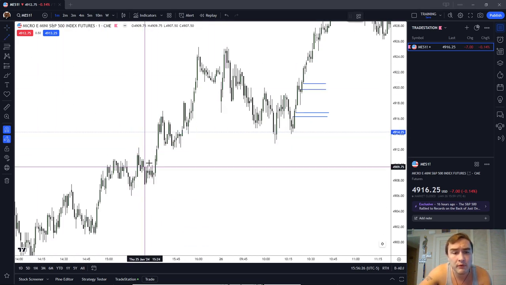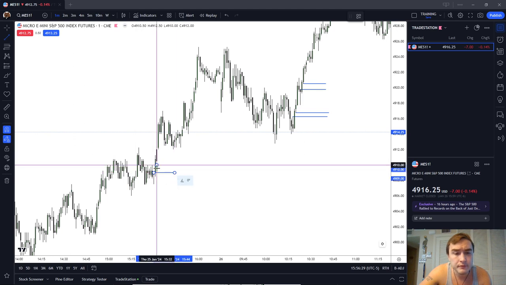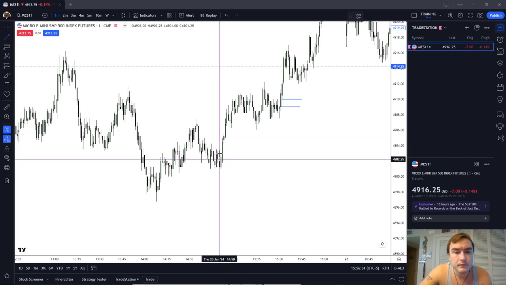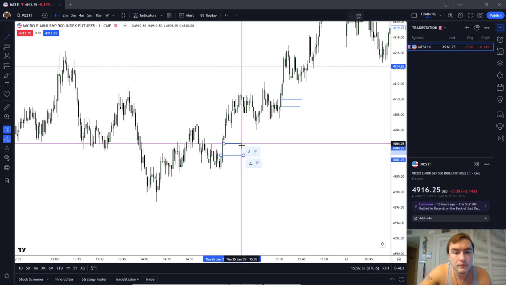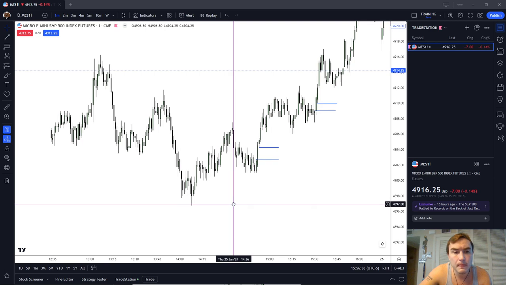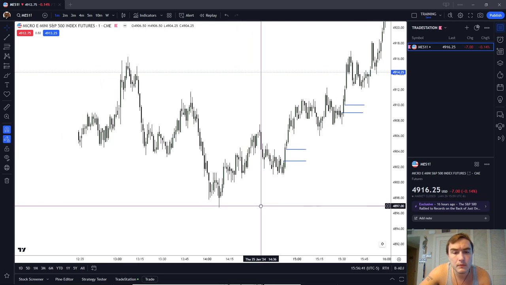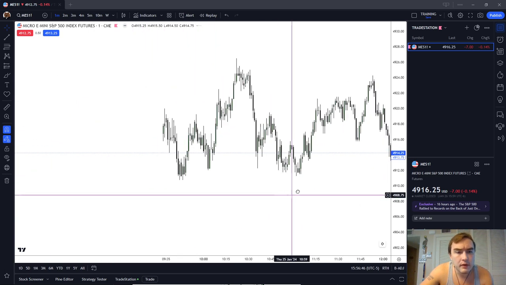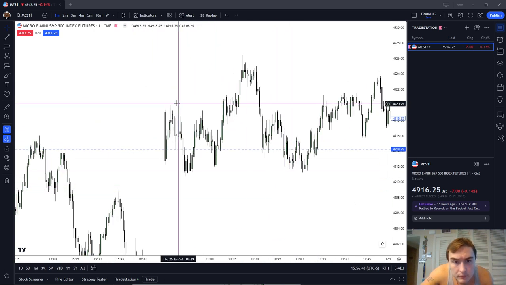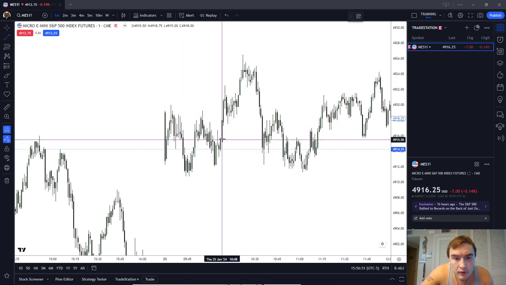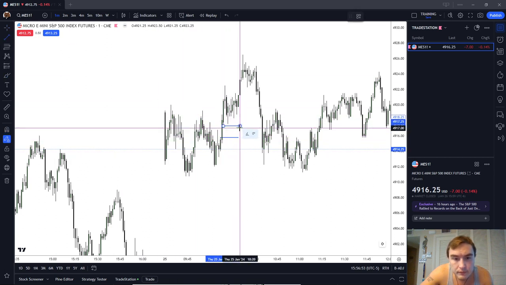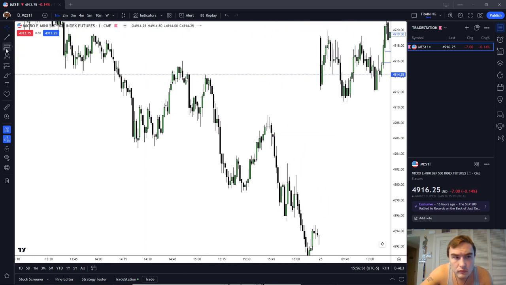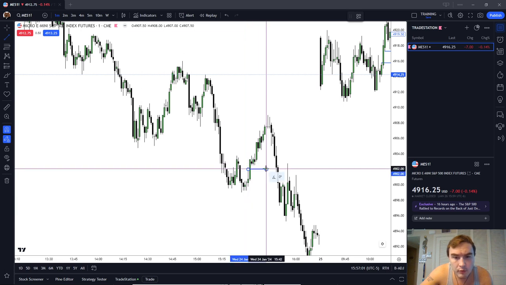Let's find some more examples of bullish breakaway gaps. Here is another one right here. There was one right there.